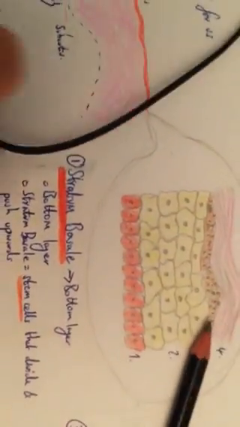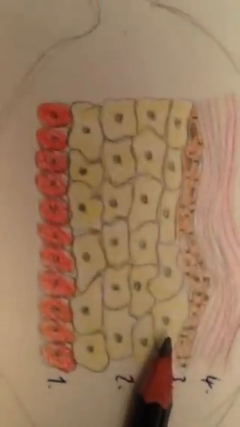Just going back to stratum basale, they're on the top of the dermis, minor anyway. Moving on, back to the stratum spinosum. The stratum spinosum is the middle layer. It's called the stratum spinosum as they look spiny.